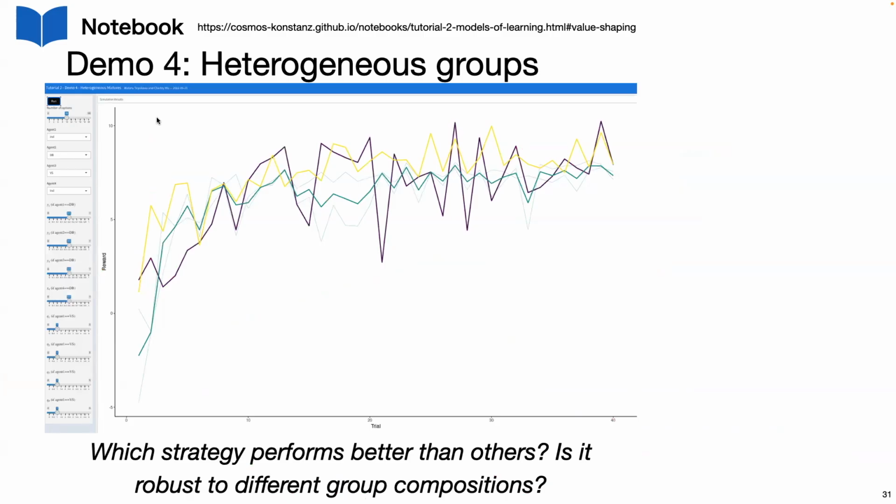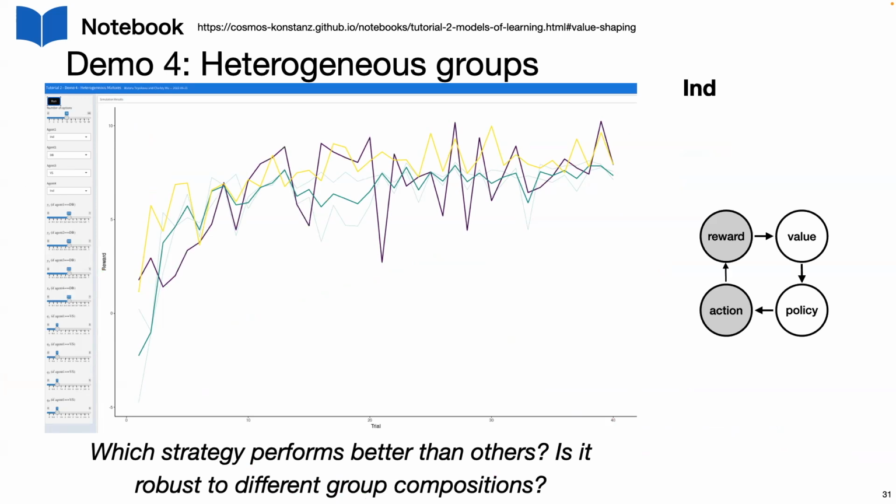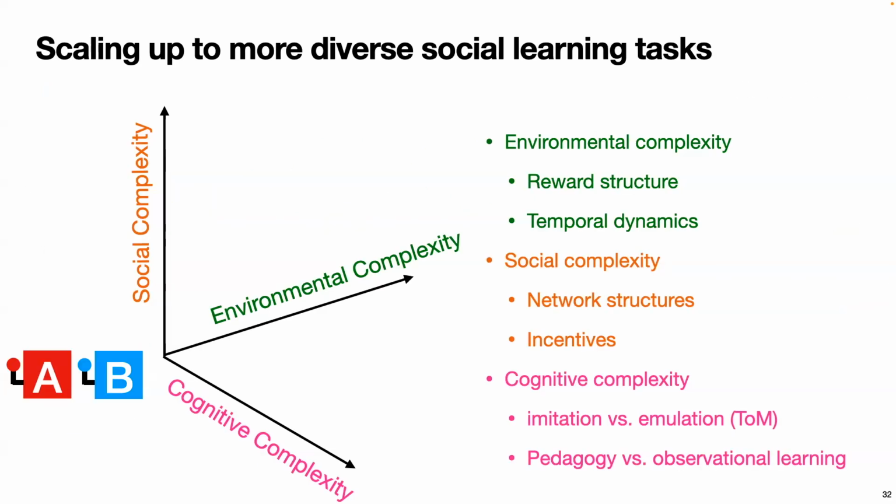So welcome back, everyone. For this second half of tutorial 2, we're going to talk about how we might scale up to more diverse social learning tasks, again using the taxonomy that we introduced in the first tutorial. In the interest of time, I can't cover as many forms of complexity as we introduced, so we're going to focus on one or two along each dimension.